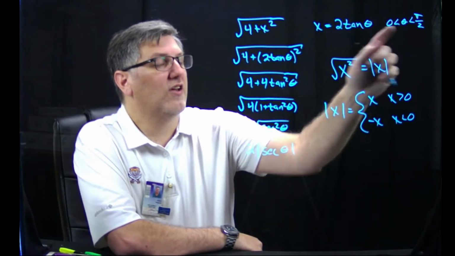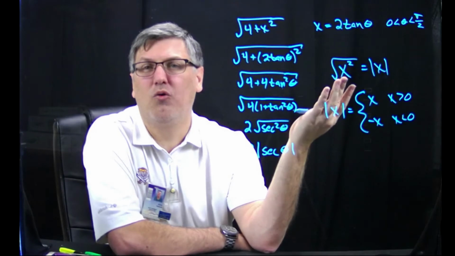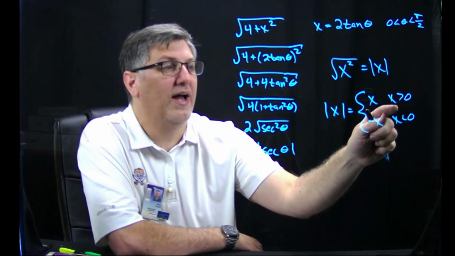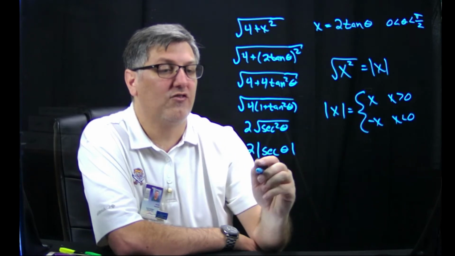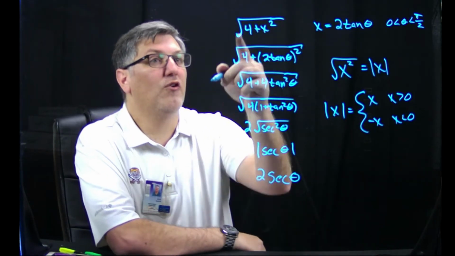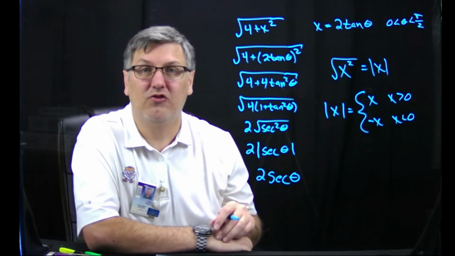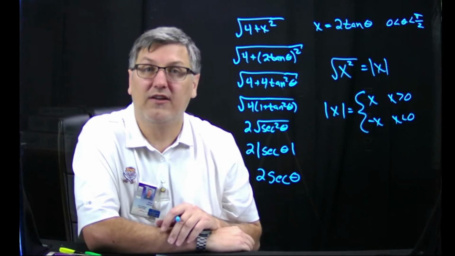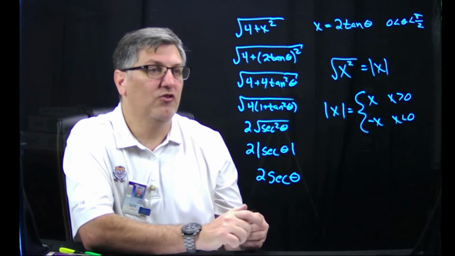Now I'm going to look here and say, you know what? Secant theta in quadrant 1. Everything in quadrant 1 is positive, so my value is going to be greater than 0 because it's positive. So I just need to do the x, so my final answer is 2 secant theta. Therefore, the square root of 4 plus x squared using trigonometric substitution can be transformed into 2 secant theta, and voila, you're done. These are fun little problems to do.